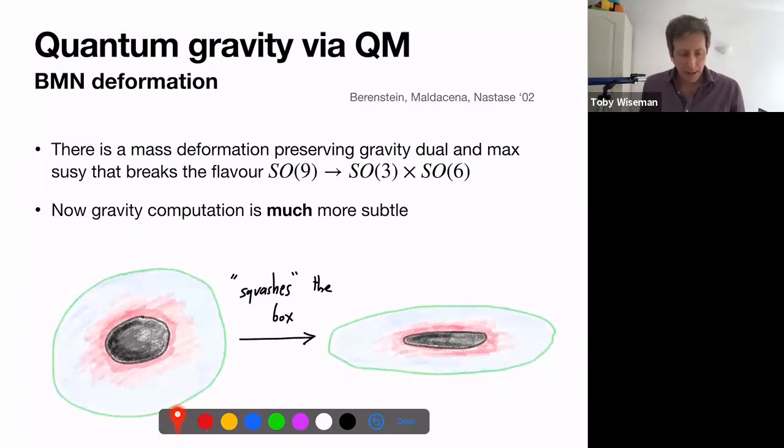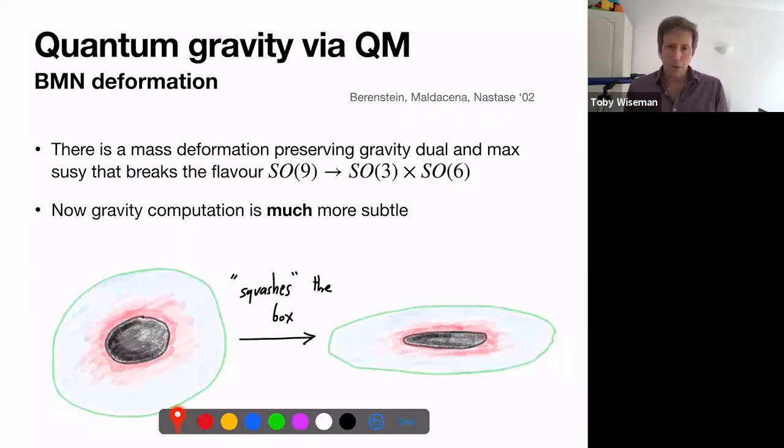Now, let me come on to this issue of the partition function existing. There is a deformation of this theory that means that the partition function does exist. It's like putting the D-branes in a box and getting rid of this infrared divergence in the partition function. In particular, there's a specific mass deformation where you add masses to the various scalars and fermions in a way that treats 3 of them differently from the other 6. It preserves all of the supersymmetry. It's the so-called BMN deformation. It preserves all of the supersymmetry, and it preserves the fact that there's a gravity dual, which is remarkable. And it breaks the flavor symmetry down this way.